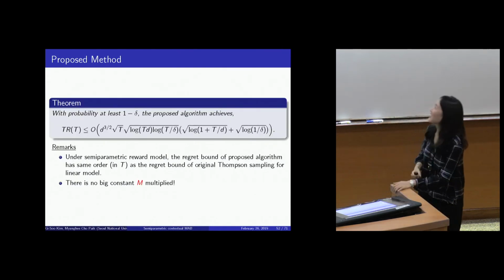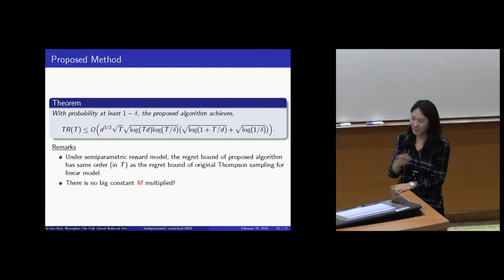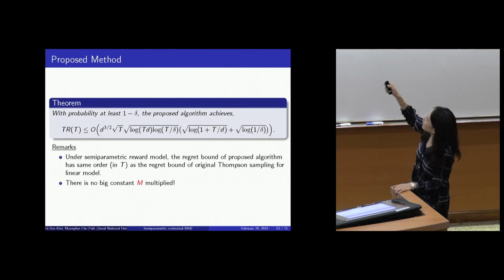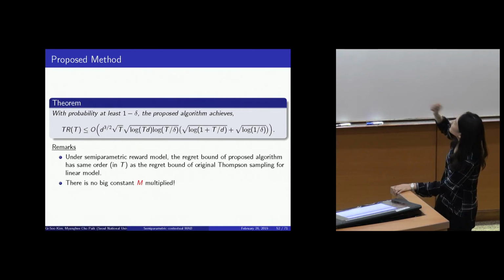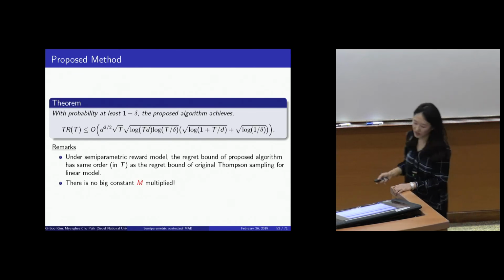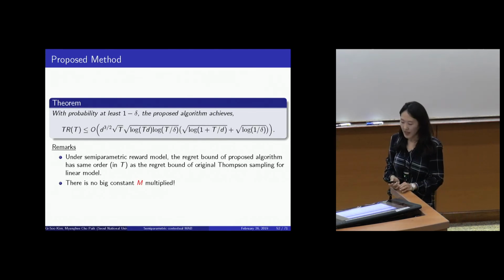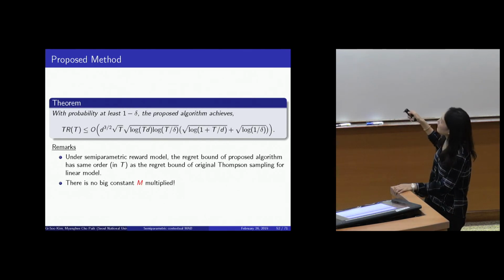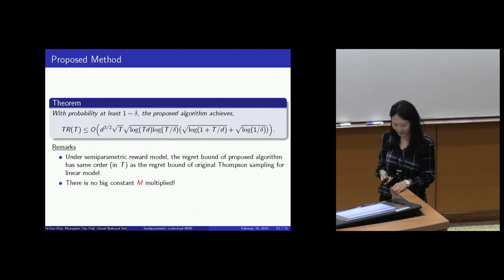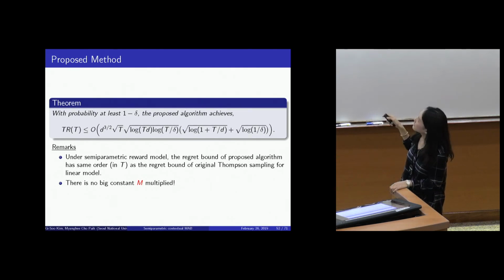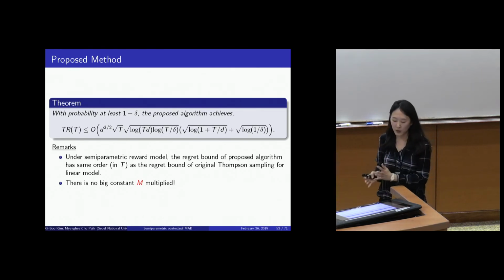Sorry for being too technical. And in conclusion, we proved that the proposed algorithm achieves a tight regret bound for the sum of regret, where this bound is the same as the original Thompson sampling algorithm, and this bound does not involve any big constant like m. So this bound holds even when we don't restrict the action choice probabilities.